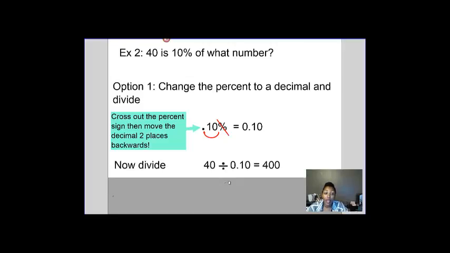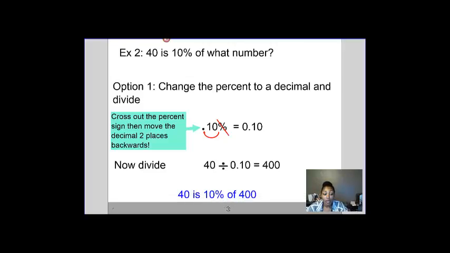Then I'm going to take 40 and divide it by that. So 40 divided by 10 hundredths gives me 400. What that means is that 40 is 10% of 400. So 40 is just 10% of this bigger number of 400. If I were to draw a picture of it, I would have 400 squares, and then I would only color in 40 of them. So 40 is 10% of 400.